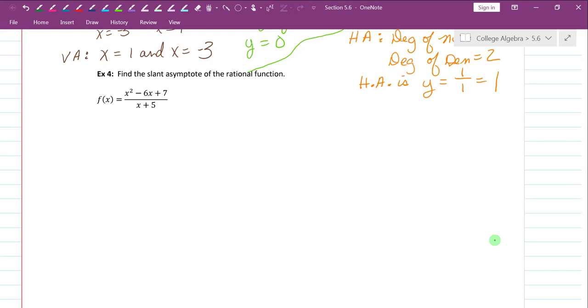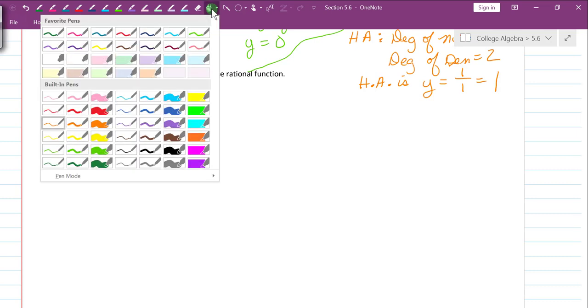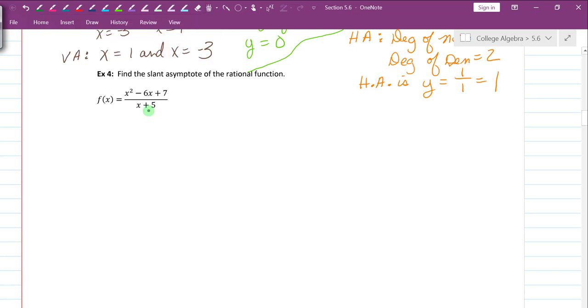So here we go. Because the degree of the numerator right here is greater than the degree of the denominator, we know that we have an oblique or slant asymptote. In order to solve that, we will use synthetic division. And so I will go x plus 5 equals 0. Therefore, x is equal to negative 5.